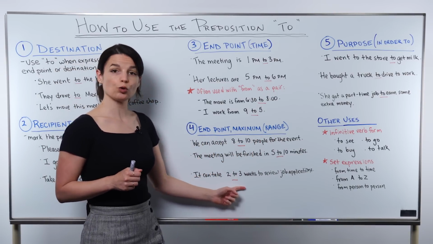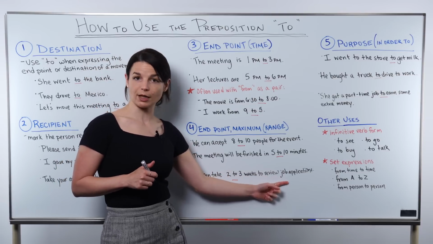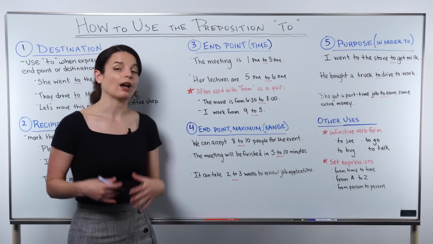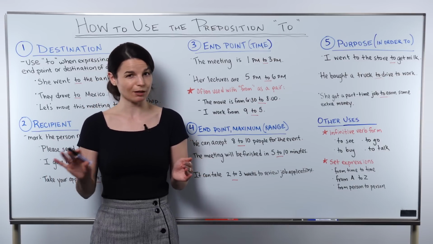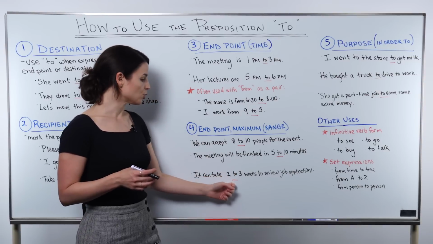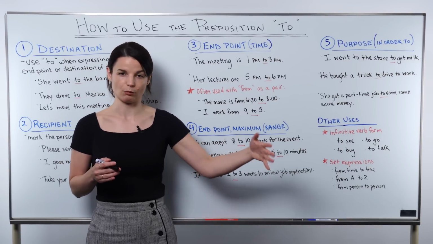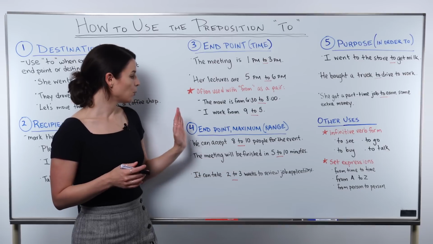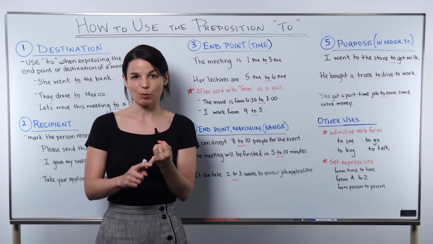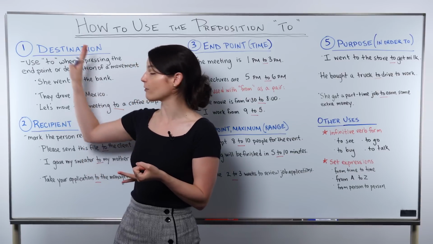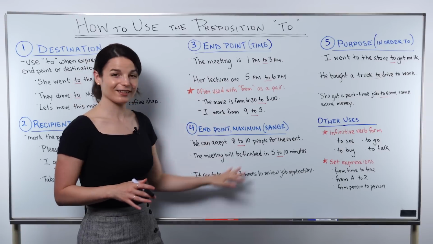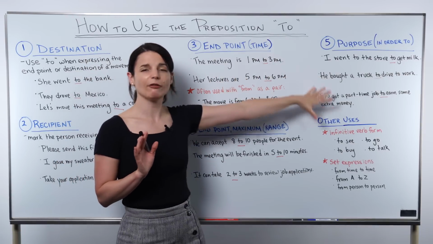Okay, one more. It can take 2 to 3 weeks to review job applications. So again, we have our range here, from maybe about 2, until the maximum point in our range is 3. So again, we use "to" before that maximum end of our range point. Okay, great. So we use all of these, 1, 2, 3, and 4, to refer to some kind of end point or some kind of destination in terms of a place or in terms of a person or in terms of a time. Okay, so with this in our minds, let's continue on to some different uses.